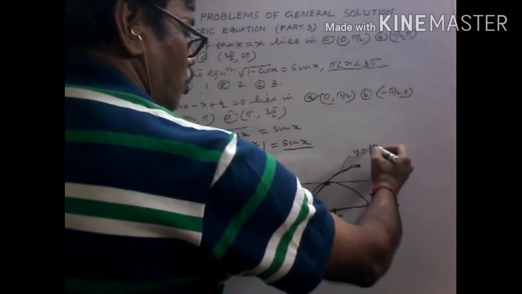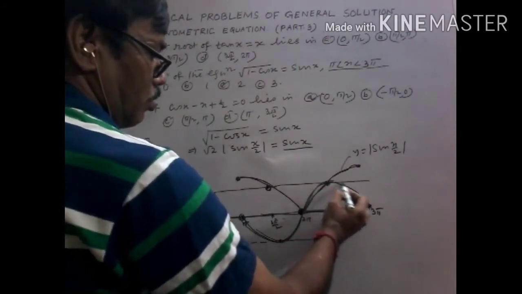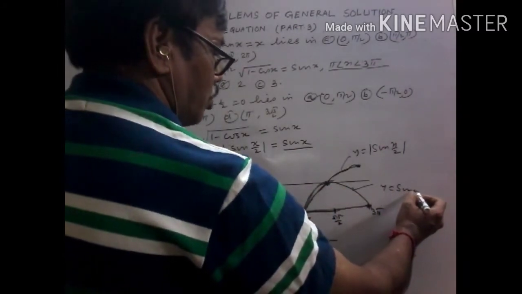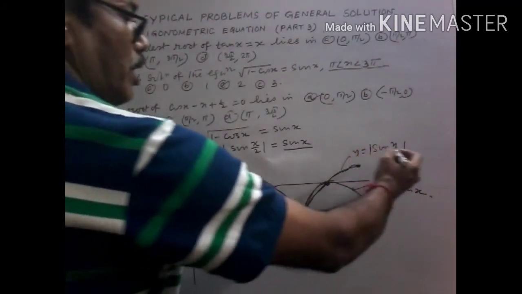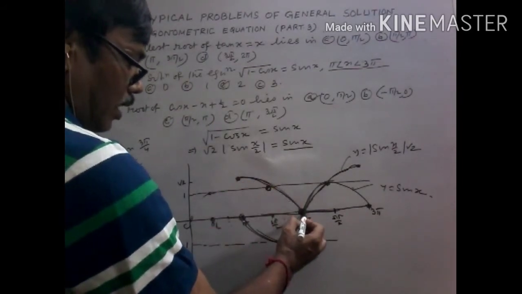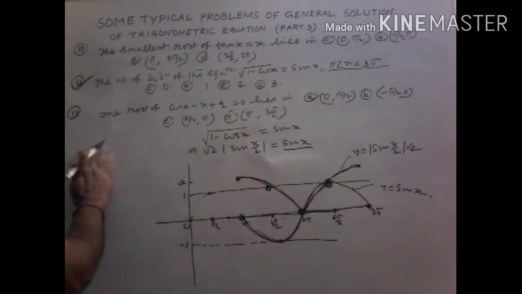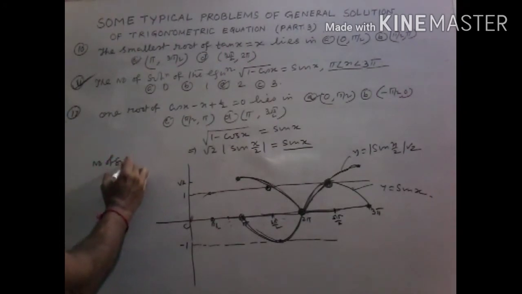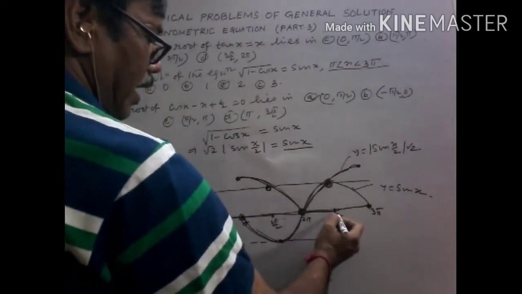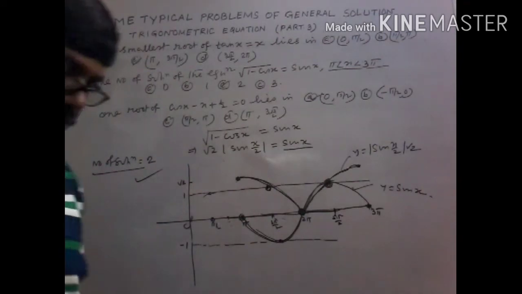So this is y equals root 2 mod sin x by 2, and this one is y equals sin x. This is obviously multiplied by root 2. So how many solutions are we getting? Look, they intersect at 2 pi. They intersect at 5 pi by 2. So the number of solutions equals 2. So what are the solutions? 2 pi and 5 pi by 2.